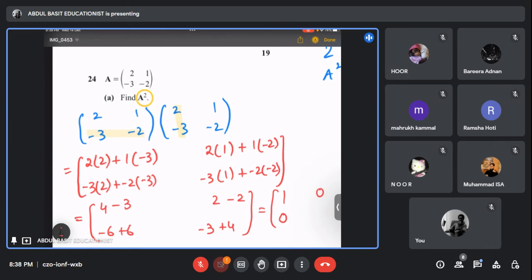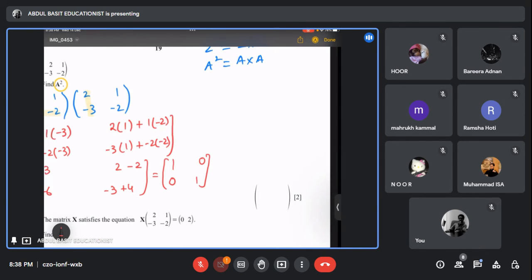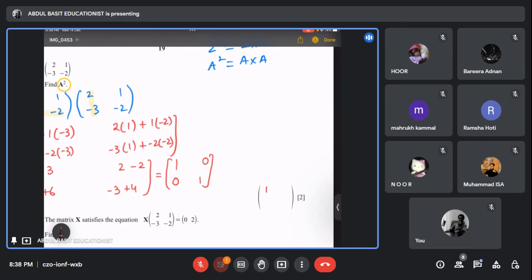So the answer would be 4 minus 3 is 1, 2 minus 2 is 0, -6 plus 6 is 0, and -3 plus 4 is 1, and this is what an identity matrix is. So this is also called an identity matrix, which has 1 on its diagonals. So this is what an identity matrix is. Please keep this matrix in your mind. We will use this matrix in transformation.